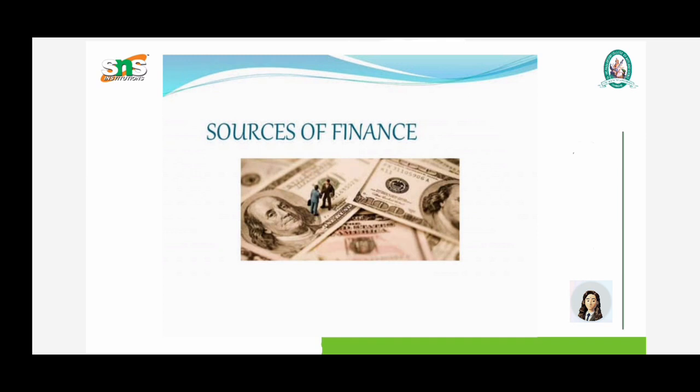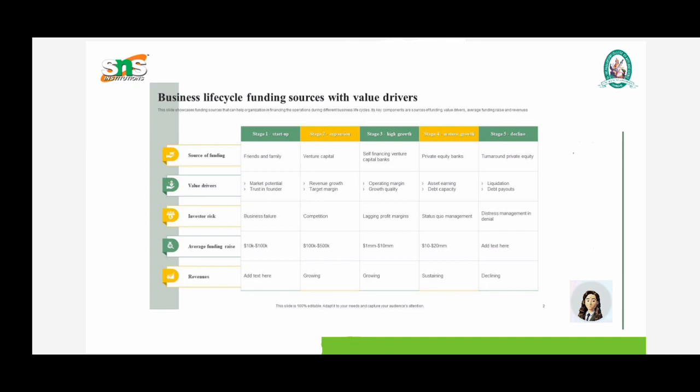Next we are going to discuss business life cycle funding sources with value drivers. Sources of funding come under stage 1: friends and family, startup, venture capital. Third: self-financing, venture capital banks, private equity banks, turnaround private equity.